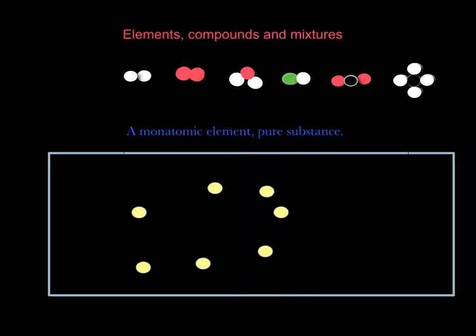In this case, I chose the yellow dots because a monatomic element is a particle with just one atom, basically, as a part of the element, and it's a pure substance because it only has the yellow dots.